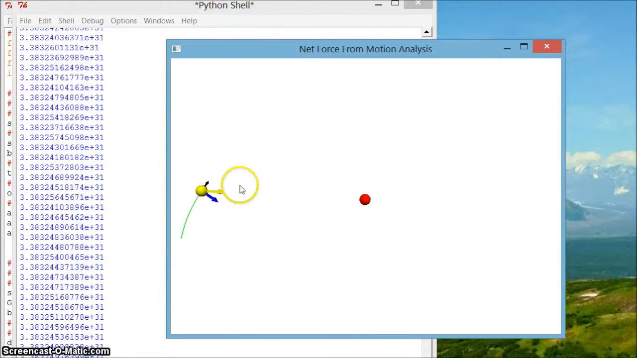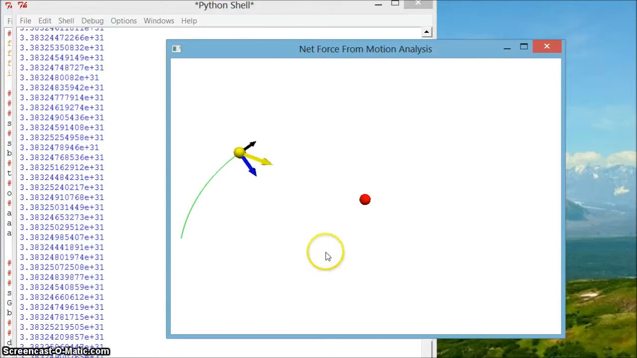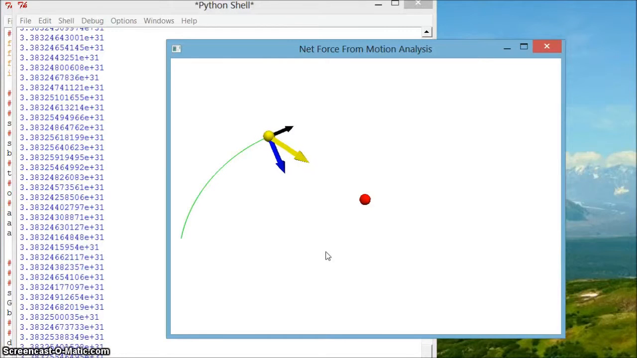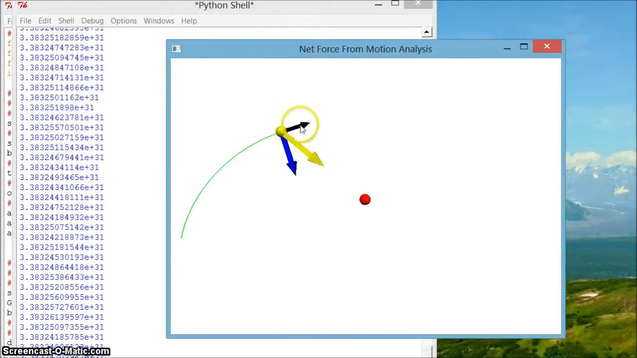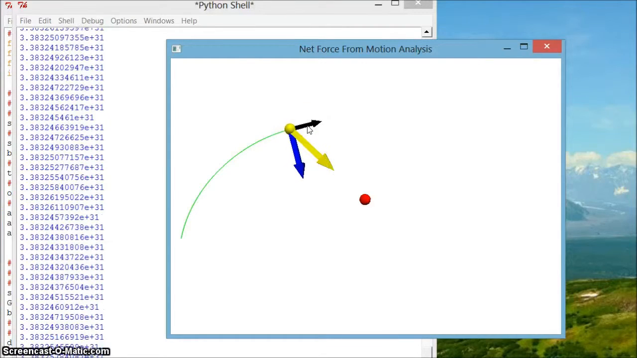This visual prediction shows the star's motion is forming an ellipse. The blue arrow represents the perpendicular component of the force. It always points towards the center of the ellipse and grows in magnitude as the star experiences a sharper change in direction near the black hole. The black arrow represents the parallel component of force.